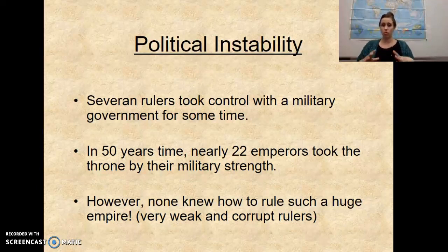And you have to remember, Rome had grown to a huge height and had basically conquered most of the known world.